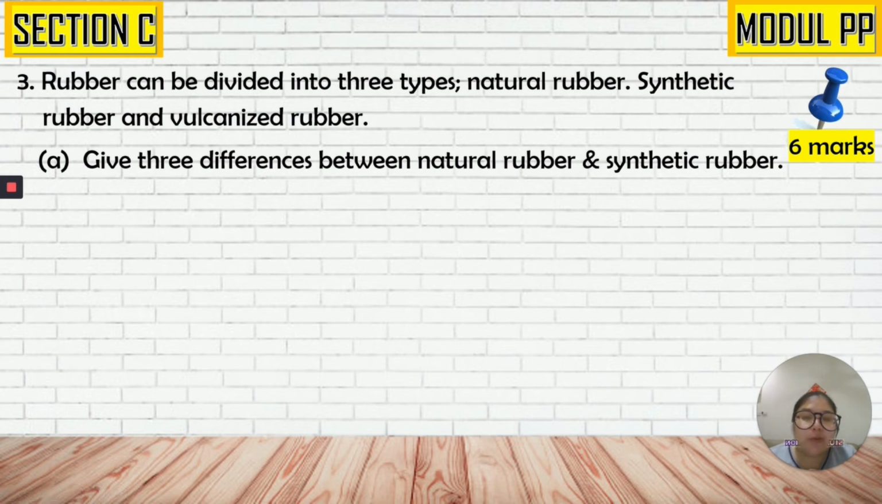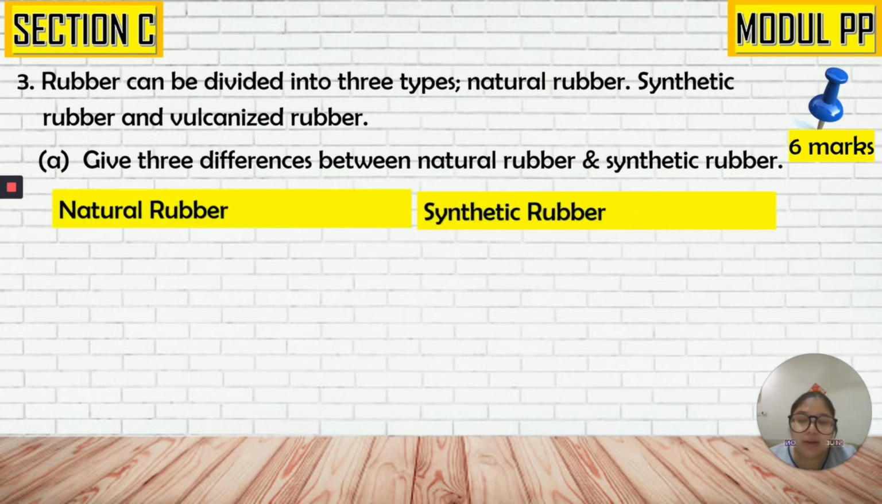For this type of question, that means you give one point for natural, which is 1 mark, and one for synthetic, another mark. So in total you need to give 6, is it? So from here you can write in table form. Okay, let's see the answer, for natural rubber and also synthetic rubber.